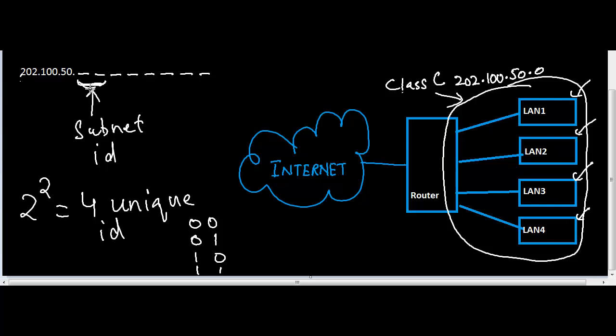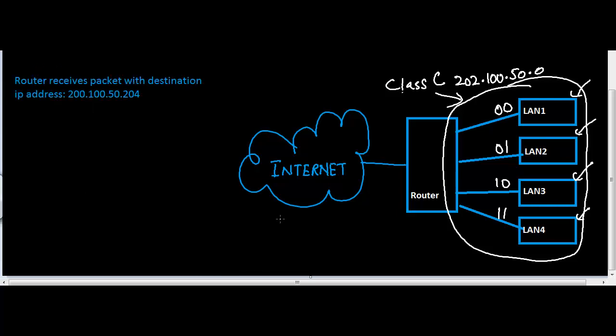So the network administrator configures with the help of software each subnet with a subnet ID. So let's assume that this one gets the subnet ID 00, this one will have 01, 10 and 11. So all of these 4 subnet IDs have been assigned to our subnets. So now that the subnet IDs have been assigned, let's see what happens when this router receives a packet from the internet with the destination IP address set to 202.100.50.204. Let's see what happens.